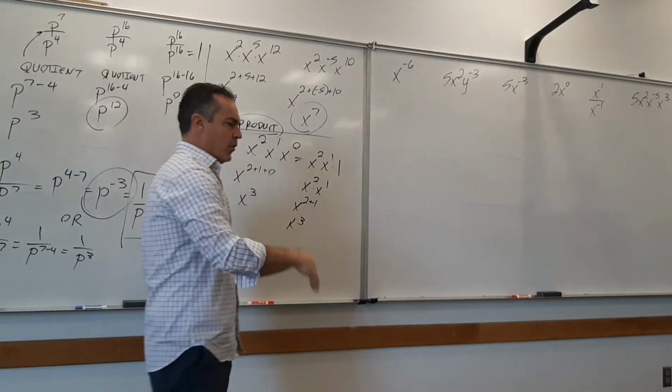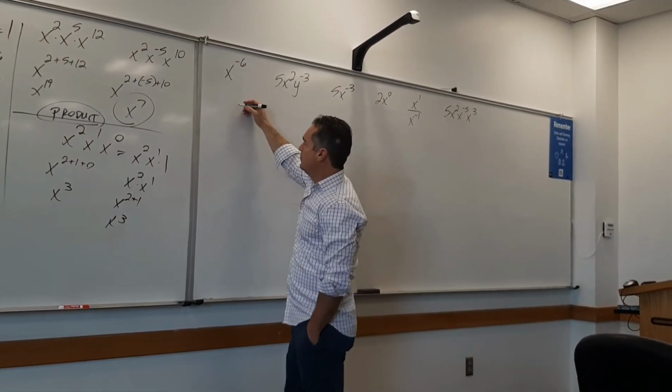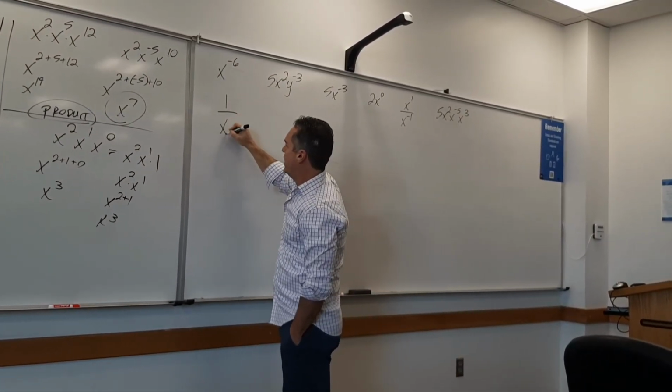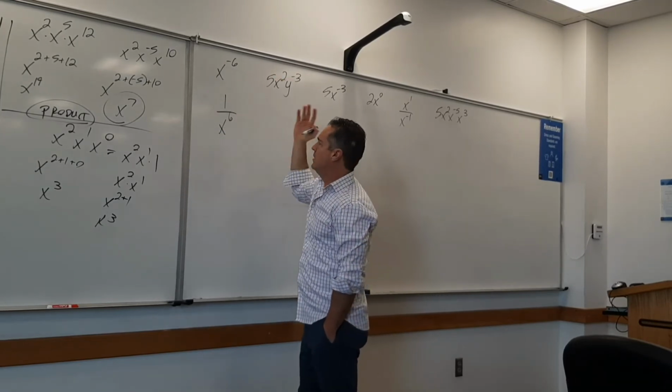All right? Let's come to this board. Okay? X to the negative 6. If we're going to simplify that, we're just going to put it 1 over x to the 6th. As simple as that. Just put it in its opposite place of the fraction, make it positive.